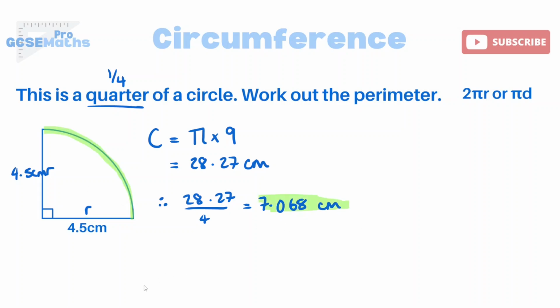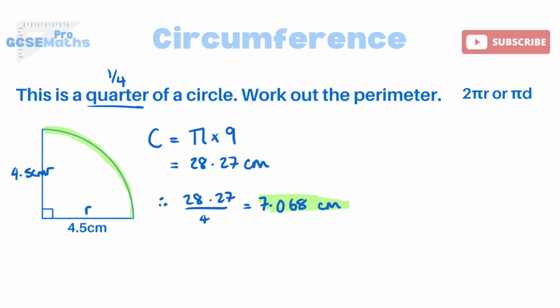So just double check, do I need to find the circumference? Do I need to halve the circumference? Do I need to divide it by 4? In this case, it was divided by 4 because as you can see, it said that it's 1/4 of a circle, but obviously we've got this right angle here, and 90 degrees we should know is 1/4 of a circle. It's 1/4 of 360 degrees, isn't it?